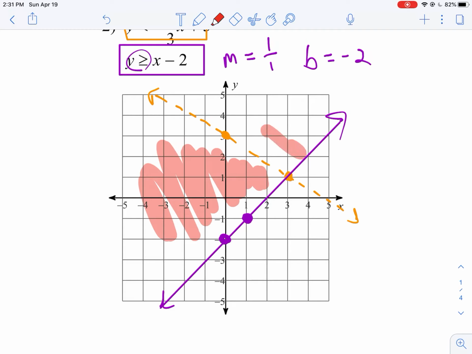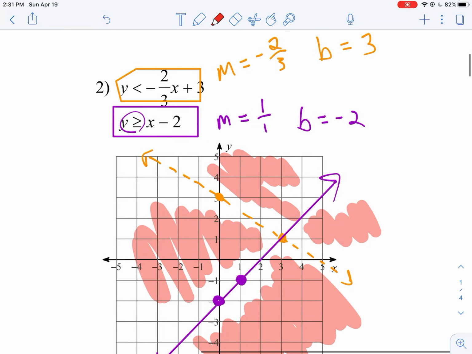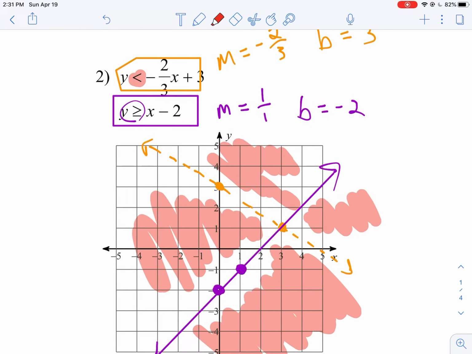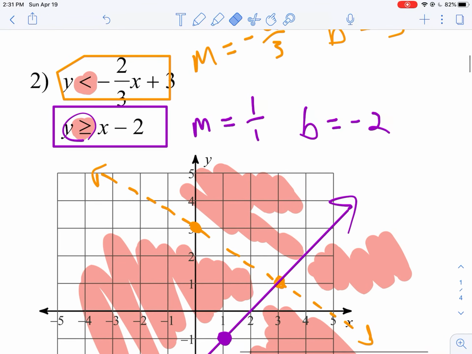There's one of the areas. Here's another one. Here's another one. Here's another one. So one of these shaded areas is going to be correct, and only one. So I'm going to end up erasing 3 of these, and it depends on what the inequality symbols say in each one. So let's start with the purple, or sorry, the orange, top one, okay?